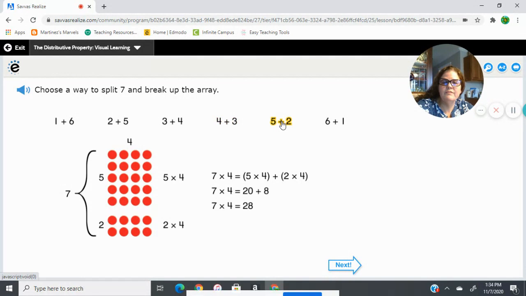We can break it up into a 5 and a 2, because skip counting by 5 is pretty easy. So we think about what things will make a 7. 5 plus 2 is one that will make it easier, because skip counting by 2s and skip counting by 5s are a lot easier. So 5 times 4 is 20. We write that there. And 2 times 4 is 8. We write that there. 20 plus 8 is 28. And then the last one shows flipping it the other way, having 6 here and 1 there, which was just the opposite of the first one.